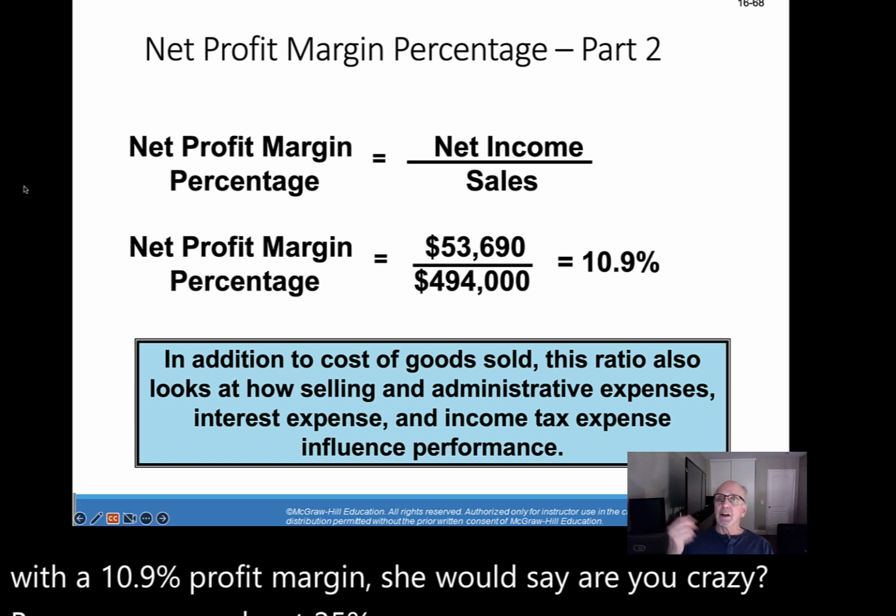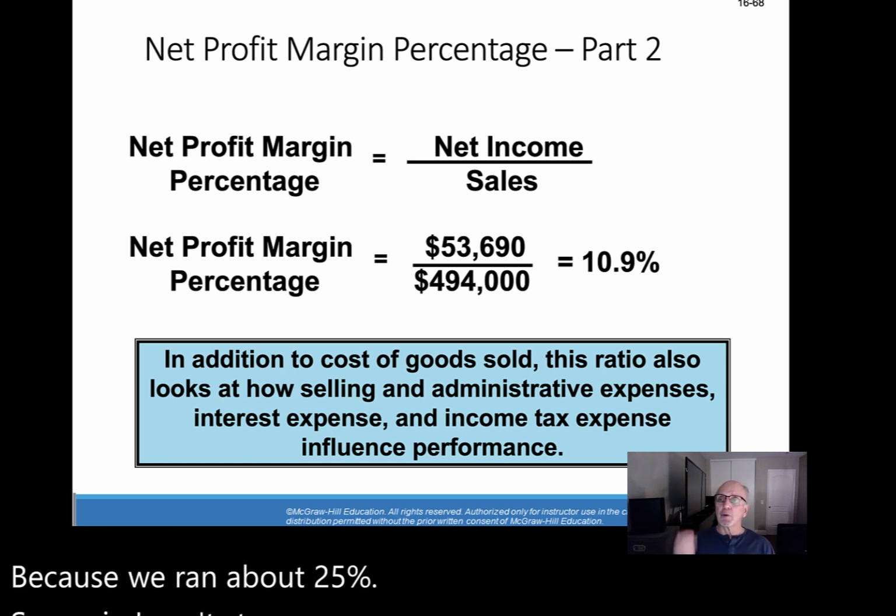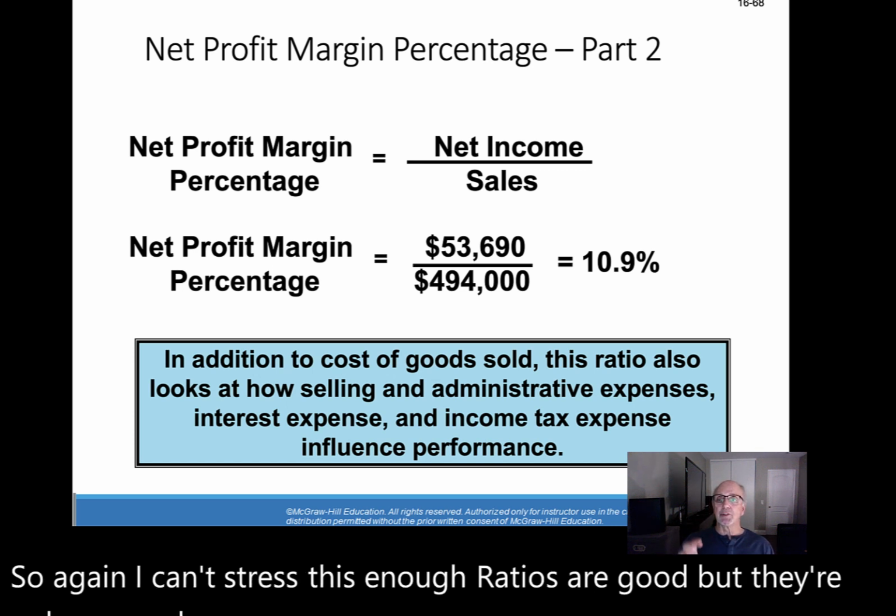So again, I can't stress this enough. Ratios are good, but they're only as good as your ability to compare them to something else, to a benchmark, if you will.